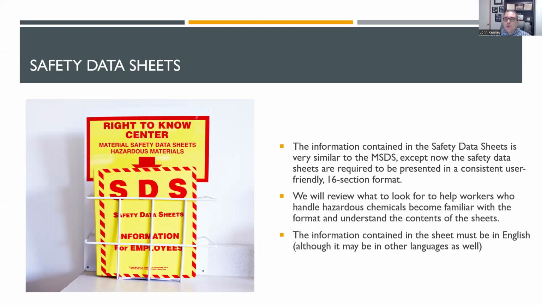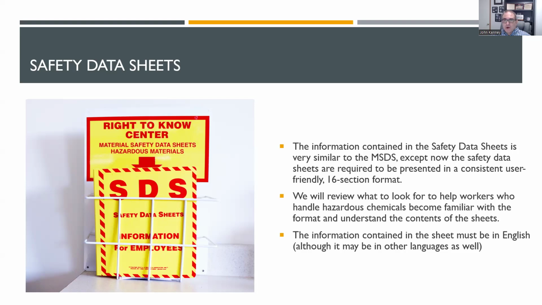We're going to review what to look at to help workers who handle hazardous chemicals become familiar with the format and understand the contents of the sheet. The information contained in the sheet must be in English, although it may be in other languages as well. So it is required to be in English, and you can have it in other languages, but you have to have both.